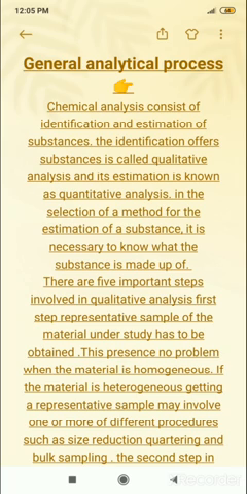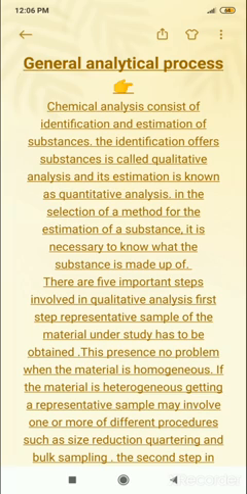First step is a representative sample of the material under study has to be obtained. This presents no problem when the material is homogeneous. Homogeneous means the particle size is similar. There are no smaller and bigger particles. All the material used as a sample must have the same size. It is known as homogeneous.